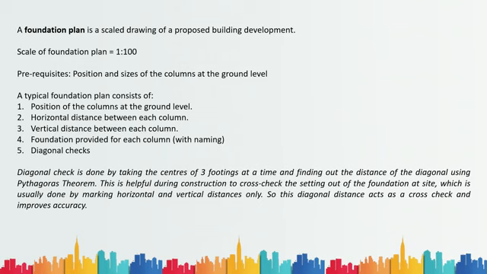Okay, so what happens is practically when you are setting out a foundation, you usually do it by measuring the horizontal distance and the vertical distance only. But if you have a diagonal distance also, you can cross check, which will improve the accuracy of setting out the foundation.